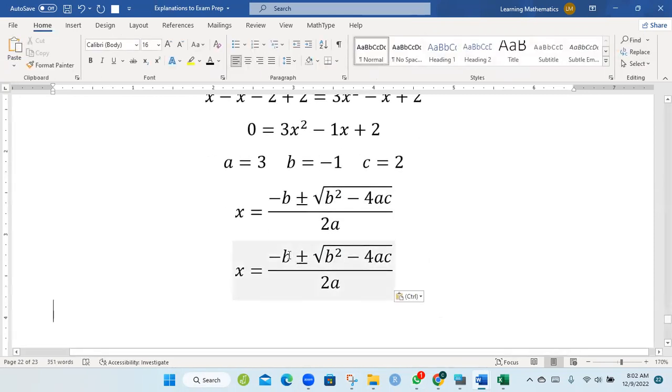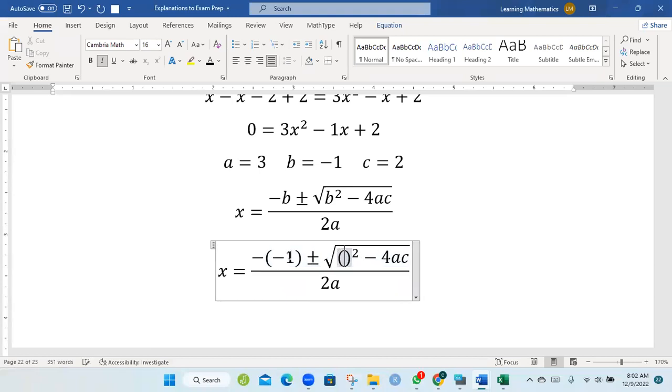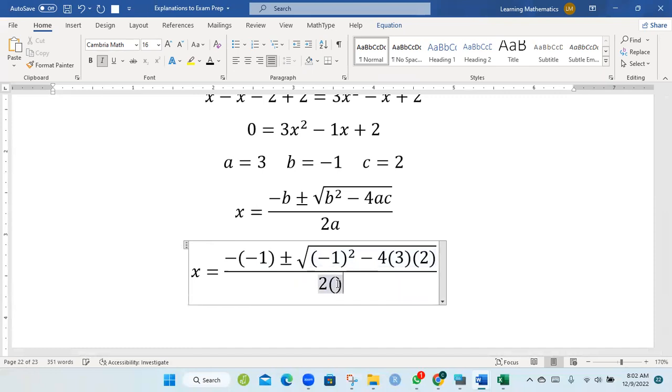So now, here we're going to substitute the value of b. The value of b is negative 1. And we're going to put the value of b in 2 different places because b appears twice. Here we're going to put a. A is equal to 3, so we substitute 3 here. C is equal to 2, so we substitute 2 here. And a again appears, so we have to put 3 here also.